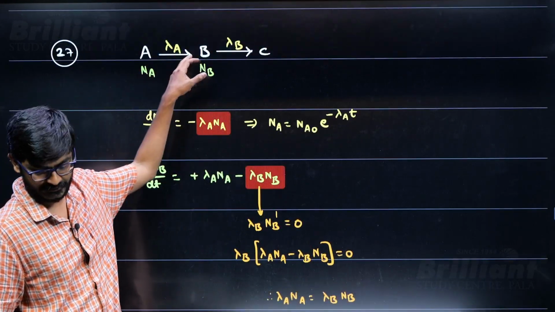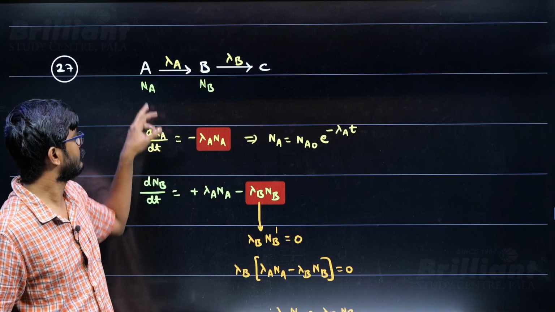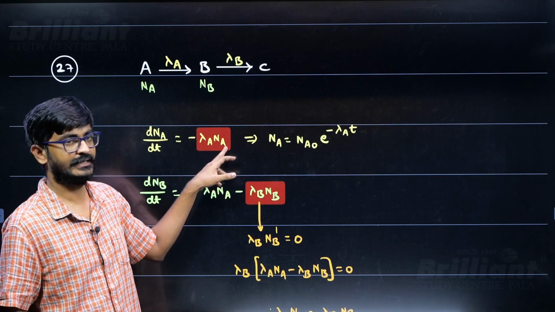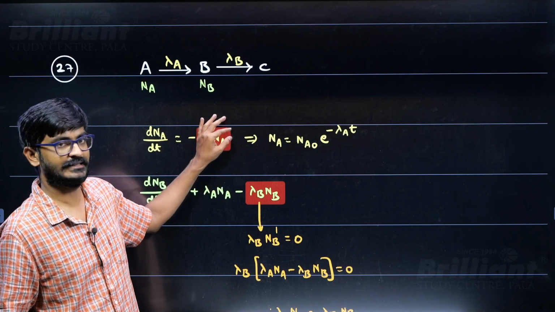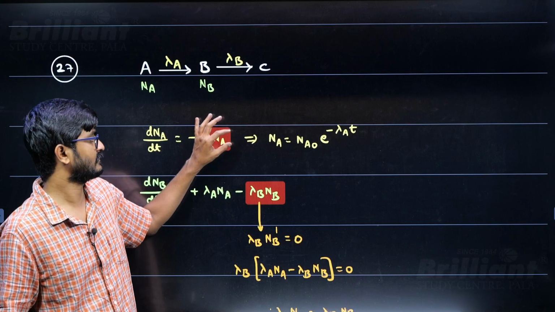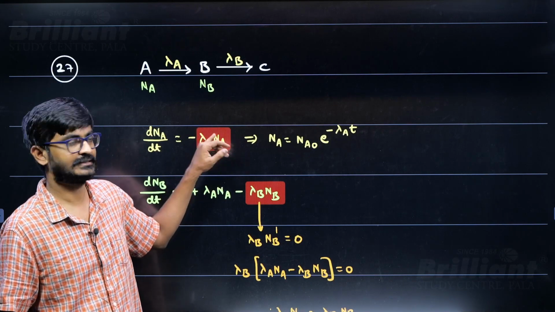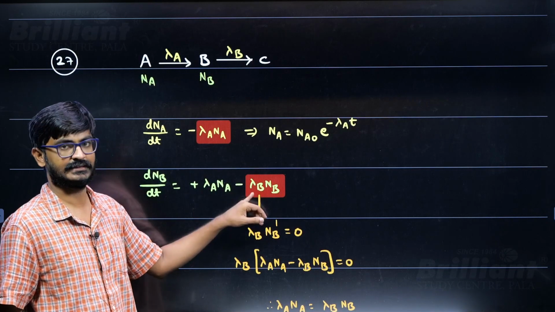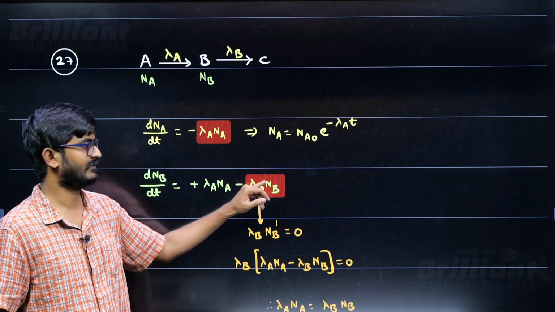A is converting to B, B is converting to C. Now the rate at which A is decaying is minus lambda A Na. This is called activity, the rate at which it is disintegrating. So magnitude wise, this is called the activity of A. Similarly B is forming at this rate and decaying at this rate. This is called the activity of B, the rate at which it is decaying.